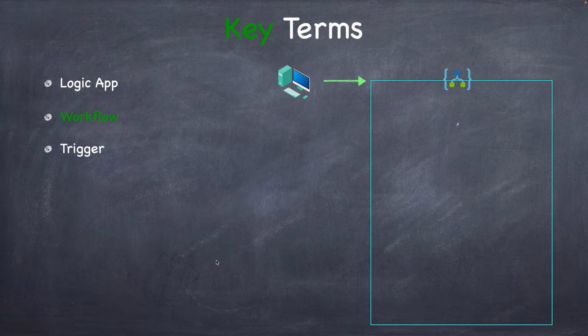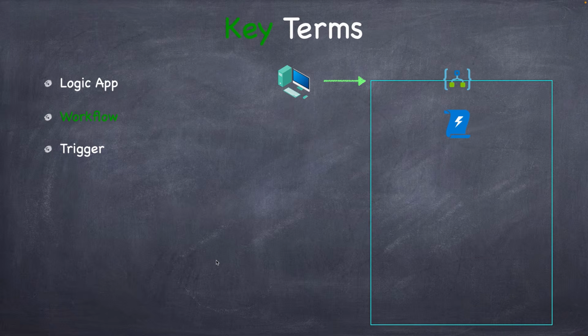Next, you have the trigger. Each Logic App needs to have at least one trigger to start with. A trigger is an event when the Logic App is going to be started. It could be an event-based trigger, for example, start the Logic App when a message arrives in the Service Bus queue, or start the Logic App when data is inserted into a blob container. Or it could be a time-based trigger, for example, start the Logic App every 15 minutes, or start it at 12 o'clock at night every day.